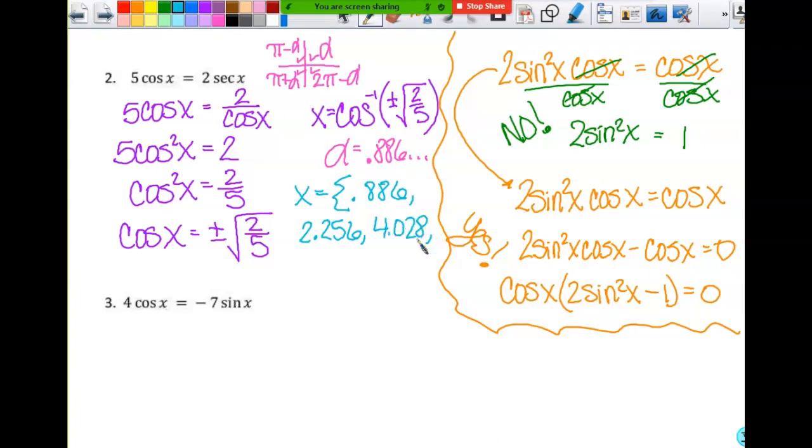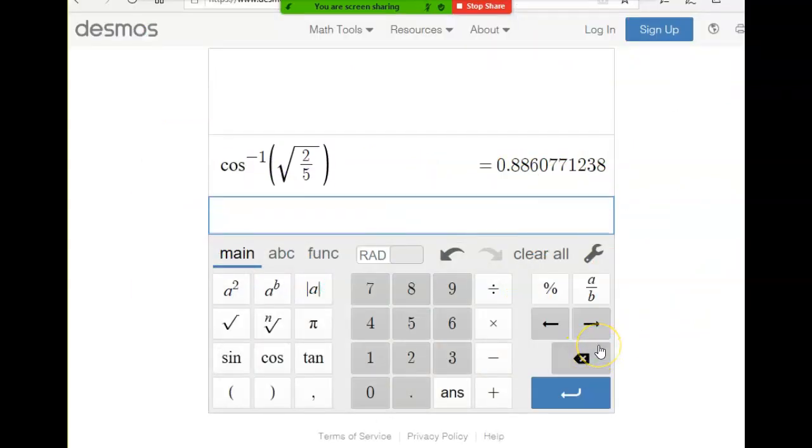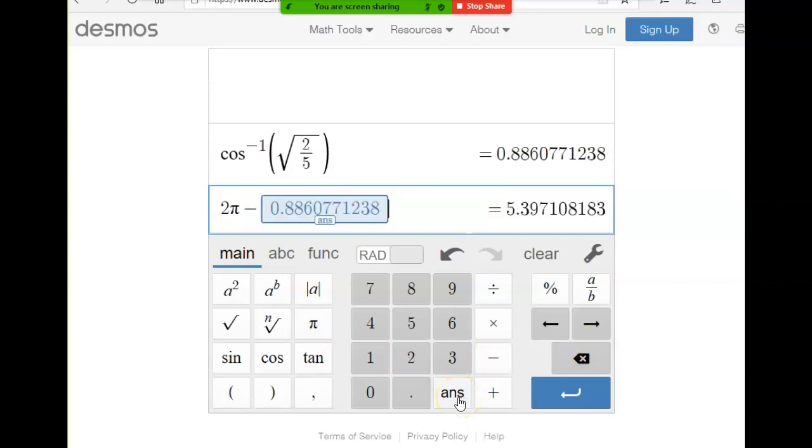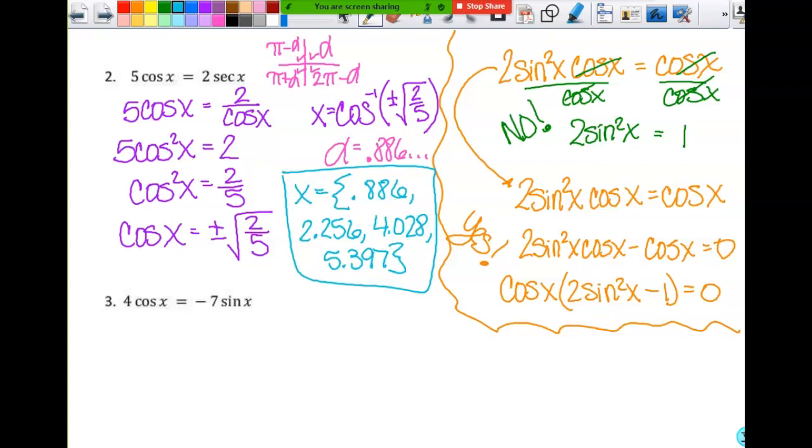And then my fourth quadrant answer, I can back out of this one more time and get 2 pi minus the answer. And that gives me 5.397. Any questions about any of that? So just make sure you can manipulate correctly and efficiently whatever type of calculator thing you're using. All right, so let's look at number 3.